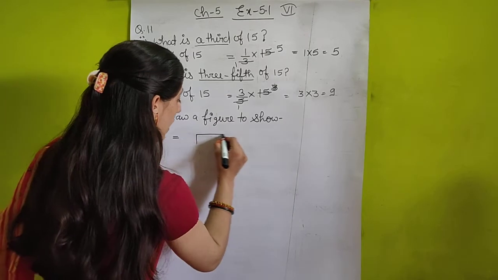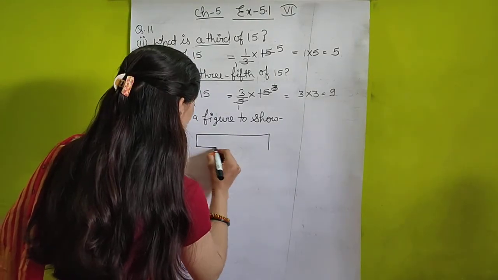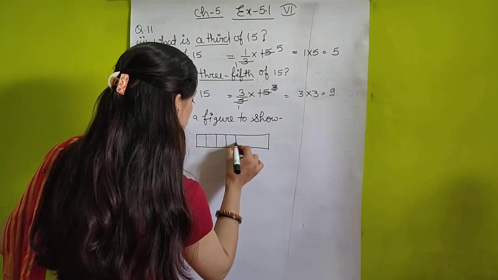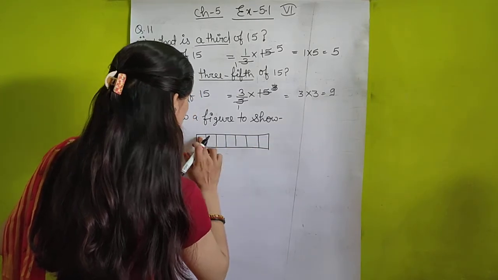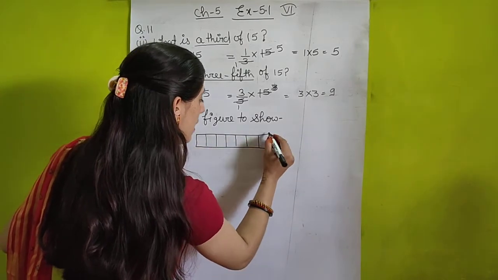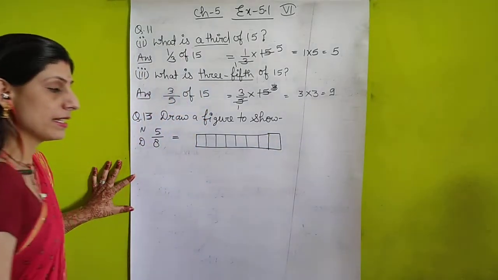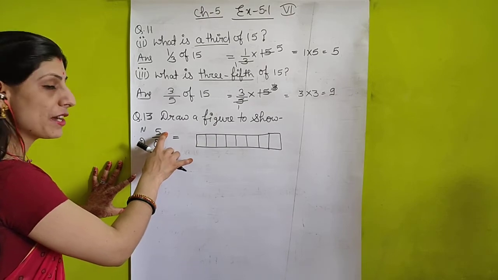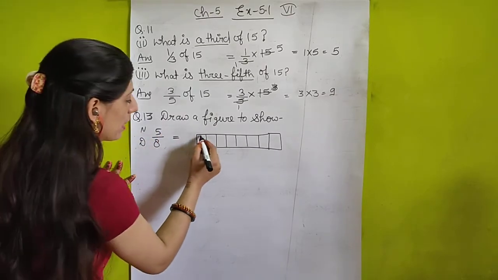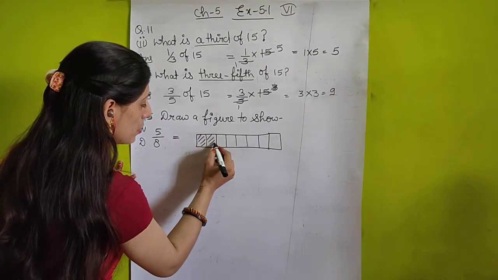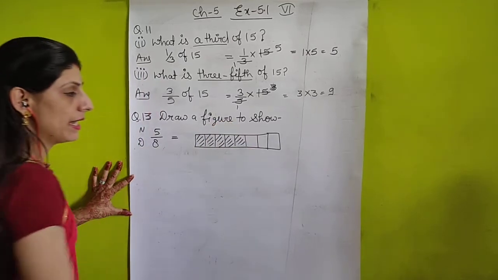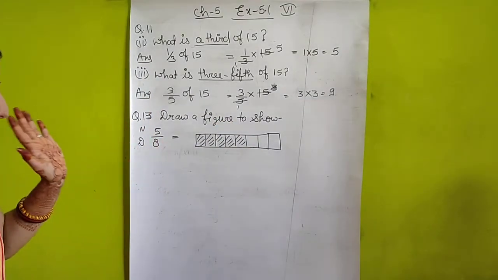Here I am drawing a rectangle, and the total number of parts is 8. 1, 2, 3, 4, 5, 6, 7, and one more, 8. This is the total number of parts, and out of 8, what is given at the numerator? 5. So 5 you can shade: 1, 2, 3, 4 and 5. Like this, students, this is a very simple question.